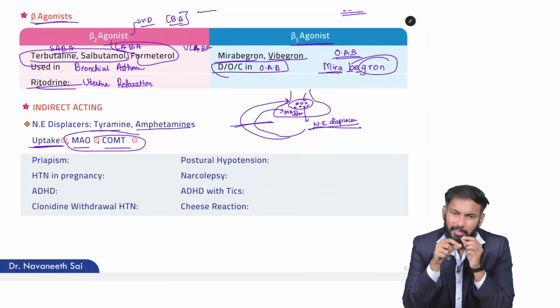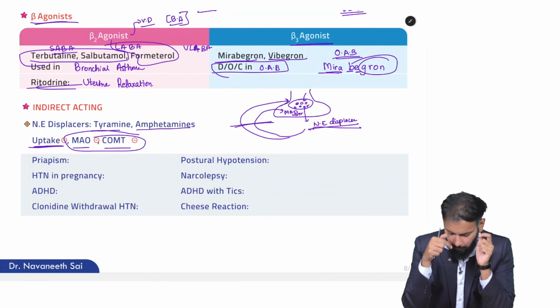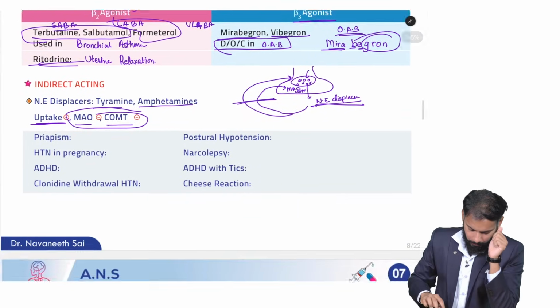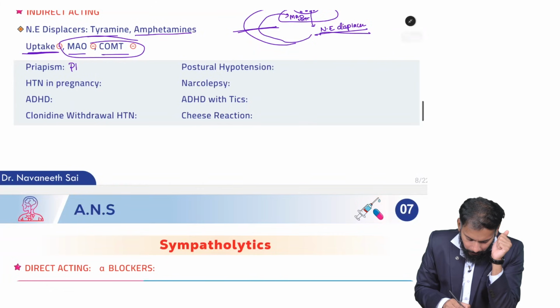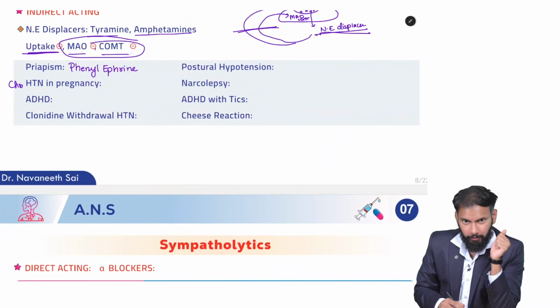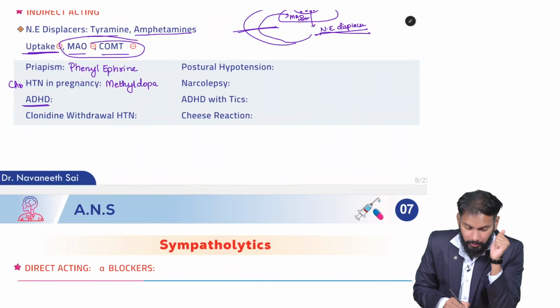Now, in these drugs, what are the important points you have to remember? I have given it in the table. We'll try to see this. What is the drug of choice in priapism? It is phenylephrine. I have already told you. Now, in chronic hypertension in pregnancy, which drug would you use? It is methyldopa. ADHD, I told you, what is the drug of choice? It is methylphenidate. Please remember this.